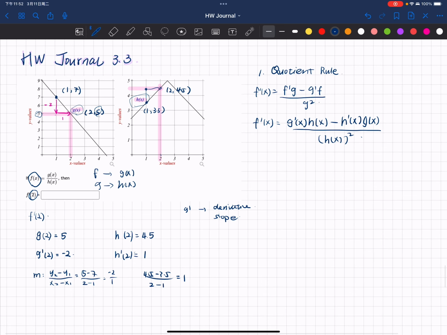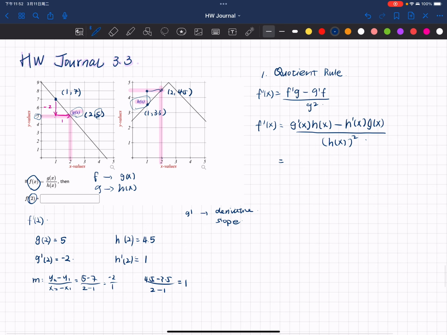Then we just simply plug in the values. First is g prime of 2, which is negative 2, times h of 2, which is 4.5, minus h prime of 2, which is 1, times g of 2, which is 5, and then over h of 2, which is 4.5, squared. Then we're just plugging all of the values into our calculators. The final result we get is 56 over 81.